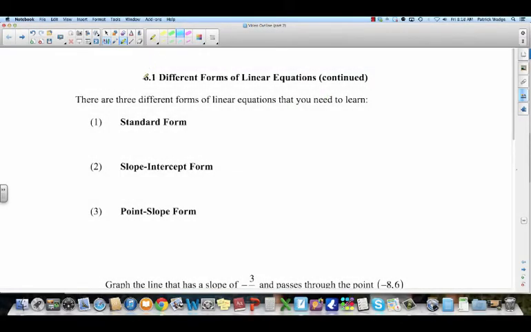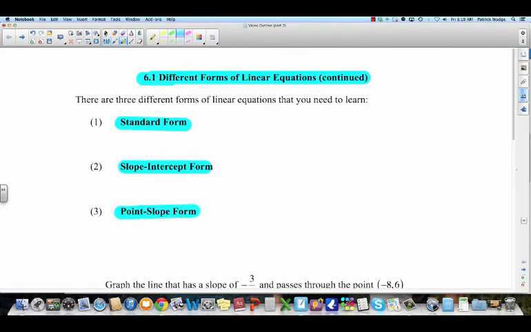Off 6.1, which is different forms of linear equations. So as we said last time, there's 3 different forms, and last class, or last video, we did 2 forms. We did standard form and we did slope-intercept form. So today we have to do the third form, which is point-slope form.